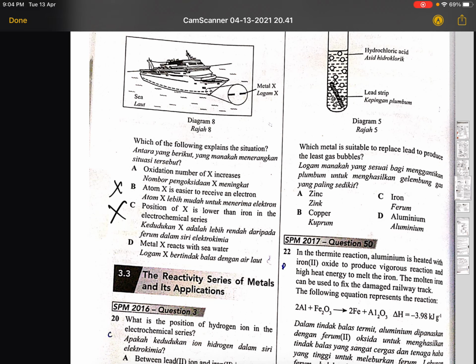Metal X reacts with seawater. Does it really react with seawater? It more so reacts with the oxygen and the water. It's not exactly the seawater itself. It's the water and oxygen gas. So, which of the following explains the situation? Oxidation number of X increases.